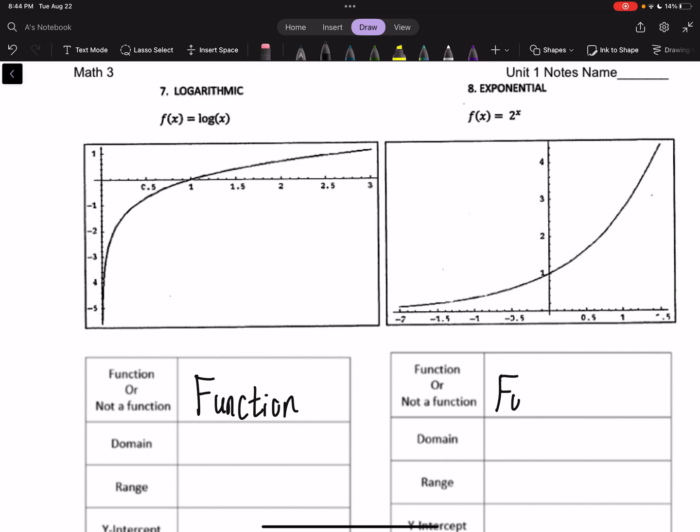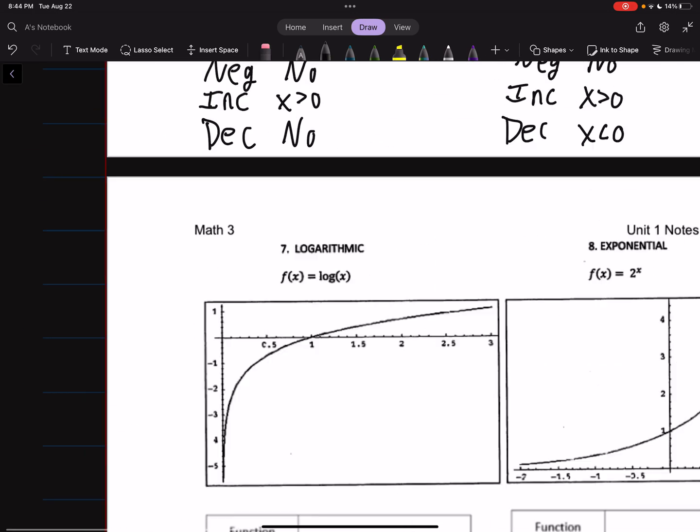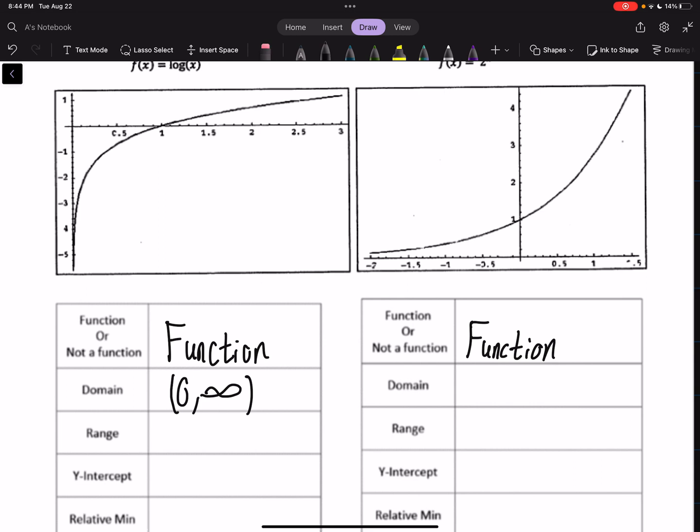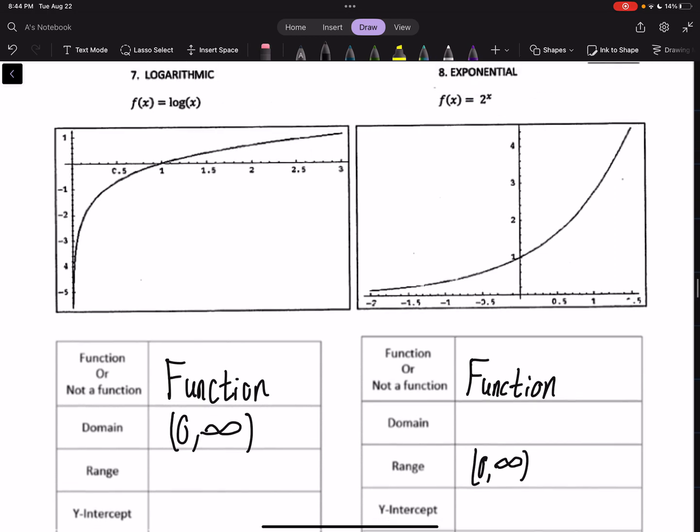They're both functions. The domain of a logarithmic is not including 0 to infinity. The range for exponential is not including 0 to infinity. The domain for exponential is all real numbers, and the range for logarithmic is all real numbers.